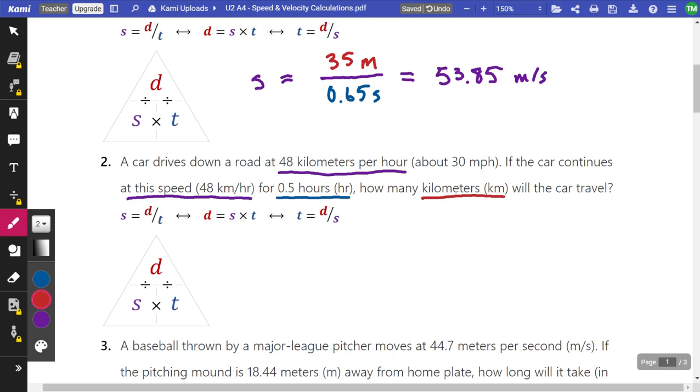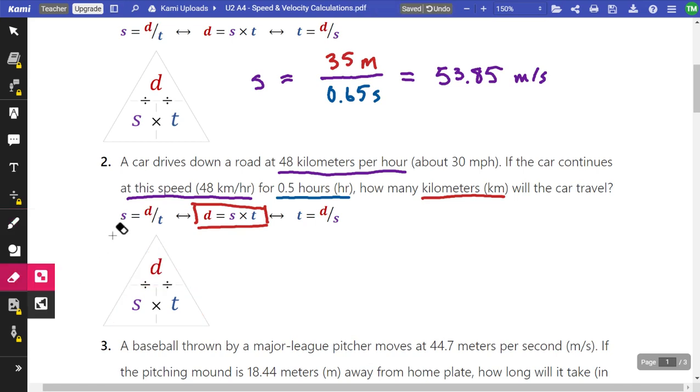In this case, we're actually solving for the distance. We want d equals in our equation. You can either find an equation that fits best, like d equals s times t, or I could cover up distance on my triangle, and what I have left is s times t. It works the same way either way, so just pick whichever method works best for you.